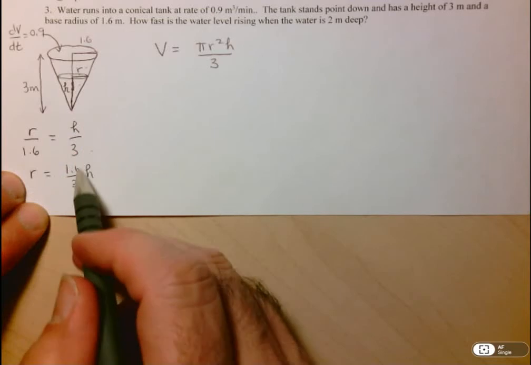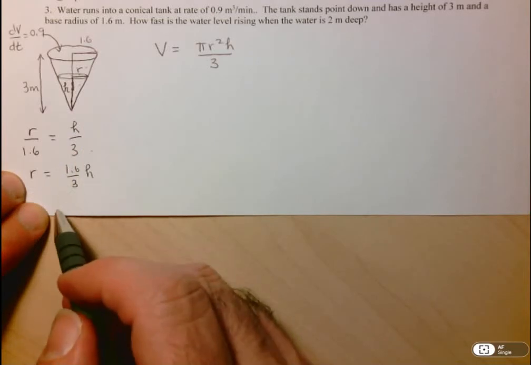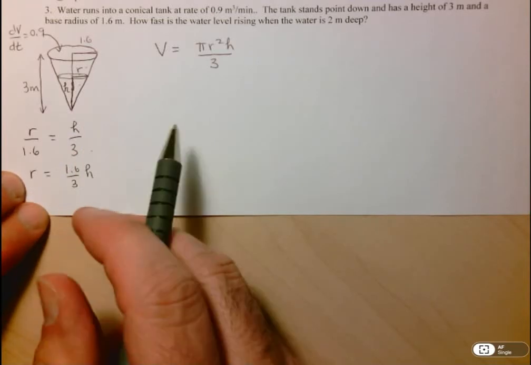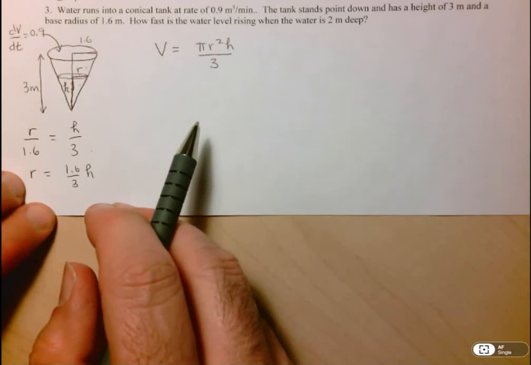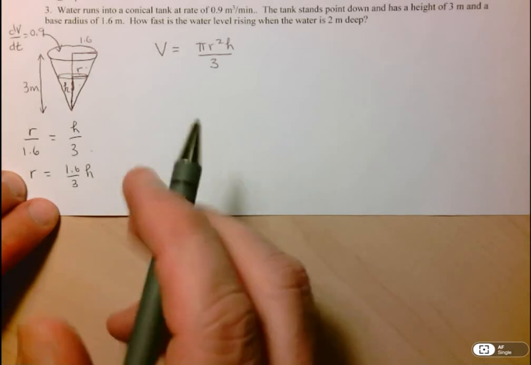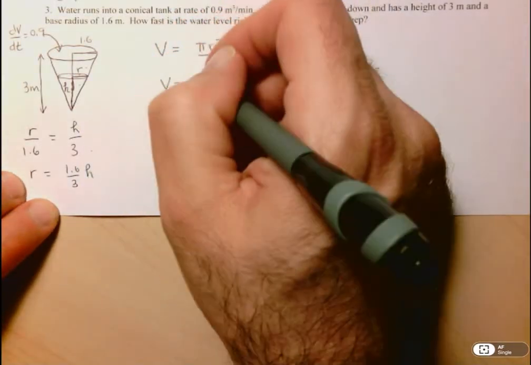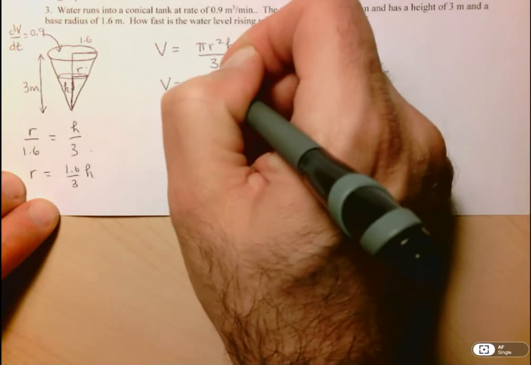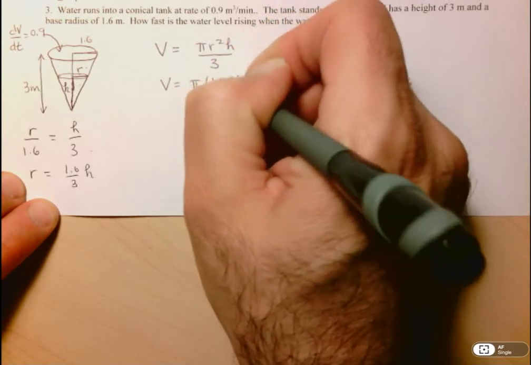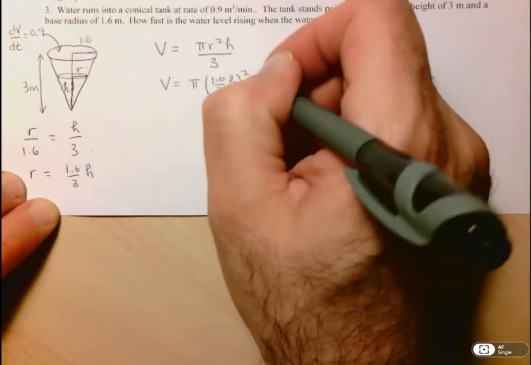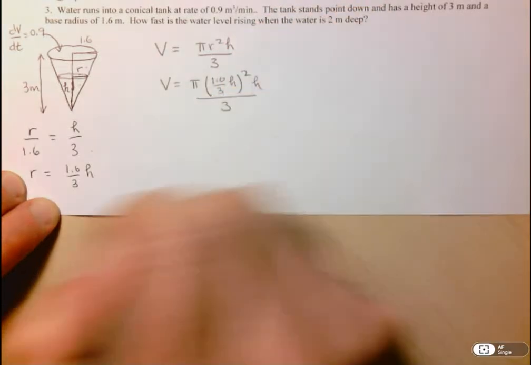Now I'm not going to bother estimating this because it's not a very nice decimal, so I'm just going to keep it in this form until I need to actually calculate anything. Okay, so here the volume can be written as pi times 1.6 over 3h squared. Replace the r by that expression there, times h divided by 3.